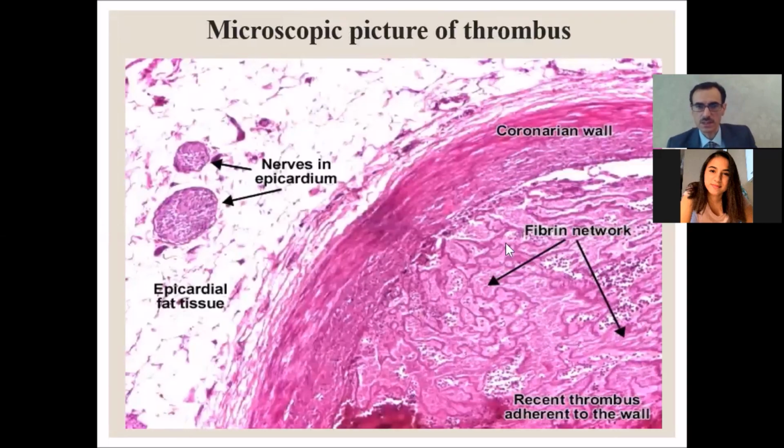Microscopy of the thrombus: this is the coronary artery of the heart. Inside of the coronary artery, we see the thrombus with the formation of fibrin network. This is the late stage of the thrombus that undergoes organization.